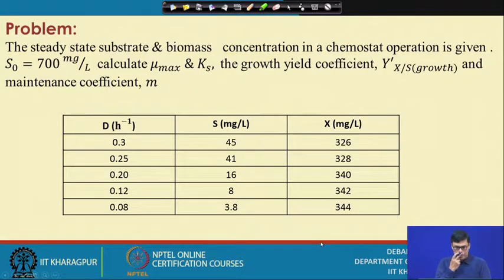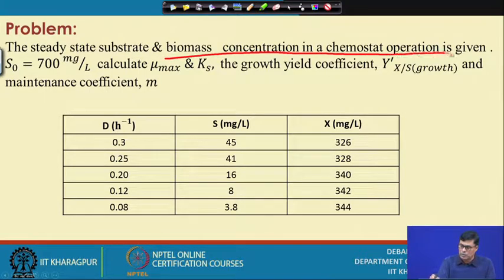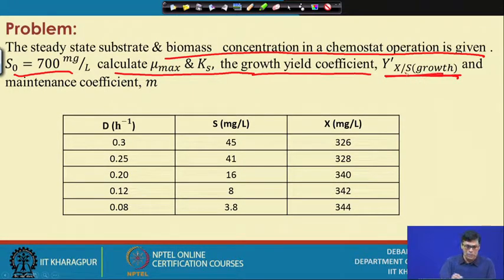Now the next problem is a little bit simpler. I hope you understand this. The steady state substrate and biomass concentration in a chemostat is given. S0 is this, and calculate the mu max and Ks and growth yield coefficient, and this is the true yield coefficient Y'x/s, and the maintenance coefficient.